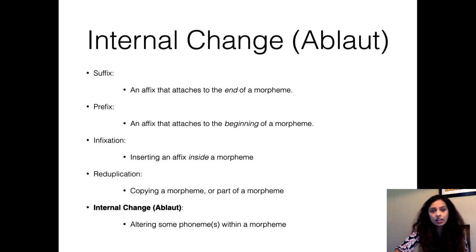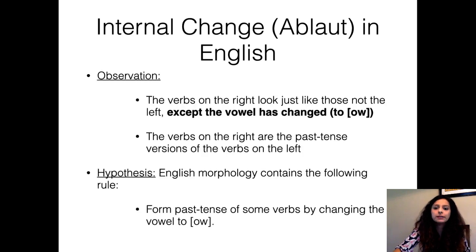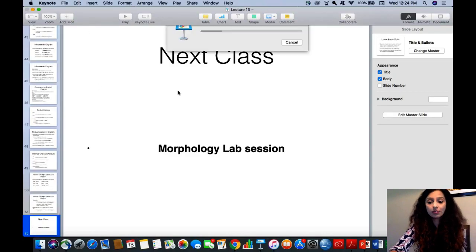People who have studied German or Germanic languages will know a lot about Ablaut, which is where you have a speech sound being changed because of an internal phonological environment. So you can say speak and spoke, write and wrote, choose and chose, right? And so these are cases of internal change, and this has to do with morphology again with respect to tense marking. And yes, so next week we will get into the morphology section.